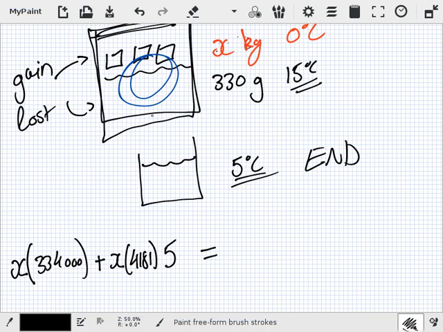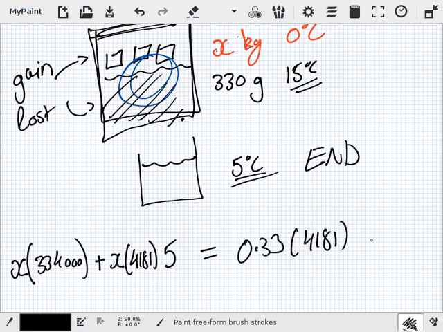Okay, so it's 5. Now, that came from the energy lost by the water, which is m, c, and the temperature change. Yes, because it went from 15 to 5. So that's 10. And you realise this question isn't so hard now, because again I can solve for x.